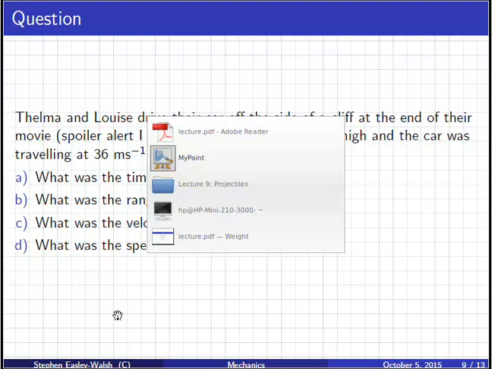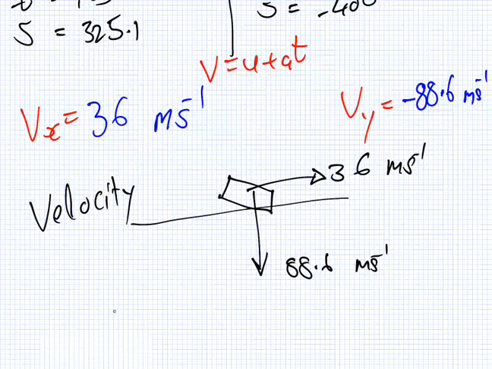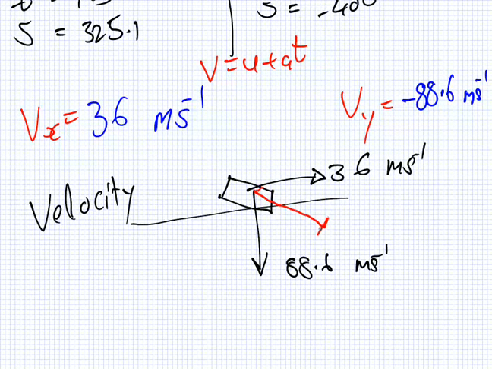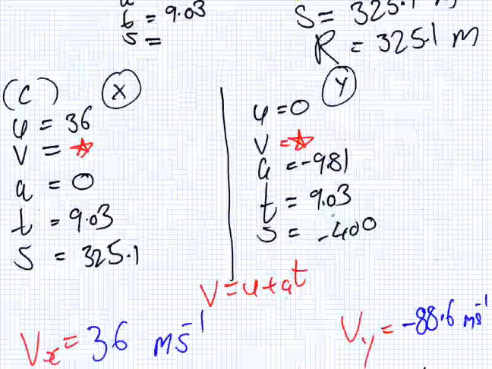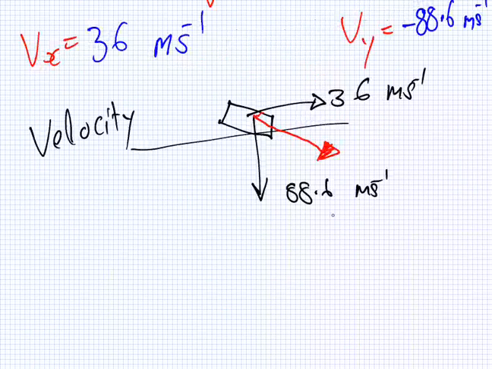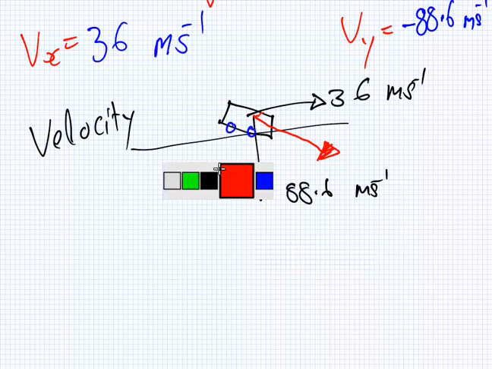So now I can say u, v, a, t, s. What's the u? 21.65. The v, we don't know. The a, minus 9.81. The t, 2. The s is what we want.